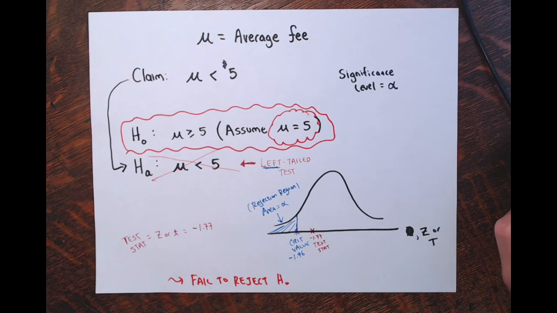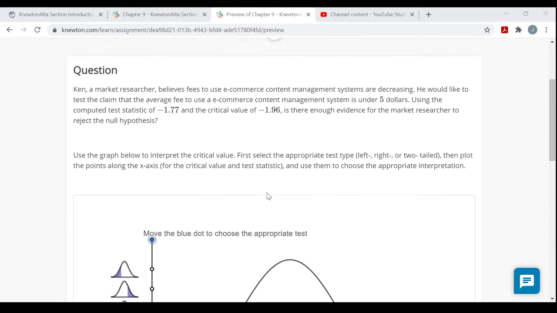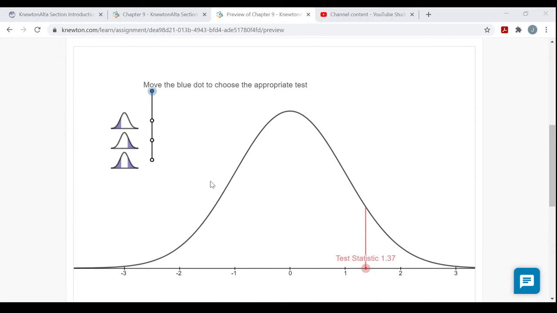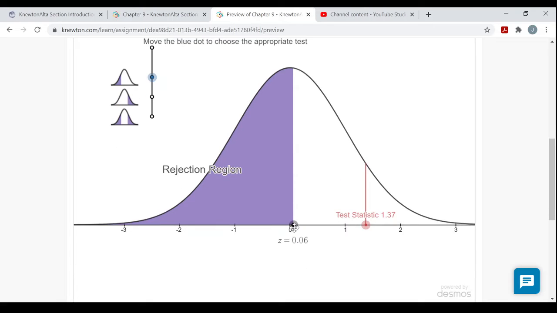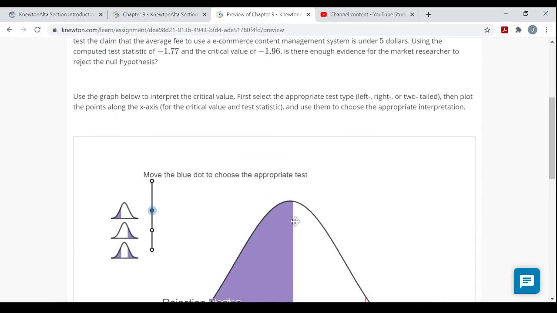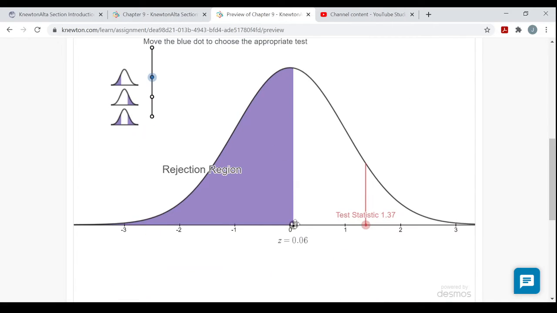Okay, so back on the website, back on the problem, they're having you move some stuff. Now we said it was a left-tailed test, so move the first dot here to this first option where there's area to the left only, left tail. Then I need to move the black dot to the critical value, the boundary for this rejection region. And they said it was negative 1.96, this special z-score here. The entrance to the rejection region was at negative 1.96.